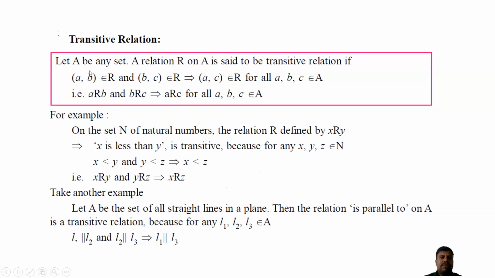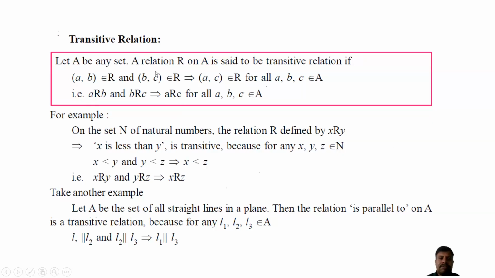Next, transitive relation. Let A be any set. A relation R on A is said to be transitive if (a, b) belongs to R and (b, c) belongs to R, then (a, c) also belongs to R. This is the transitive relation. So if A is related to B by some relation, and B is related to C by the same relation, then A is related to C by that relation.